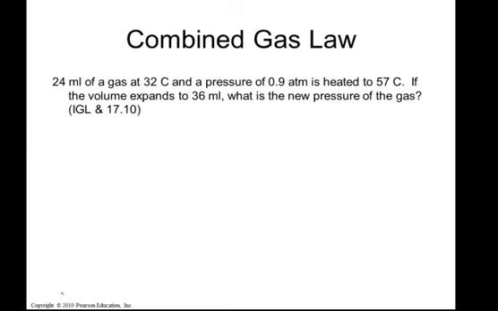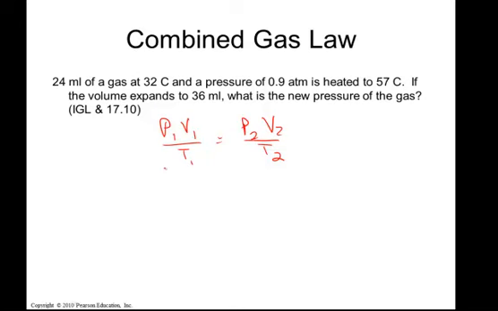So here I have an example using the combined gas law. It says I have 24 milliliters of a gas at 32 degrees Celsius and a pressure of 0.9. I'm going to heat it to 57. The volume expands to 36 and they want the new pressure. So I'm going to use P1 V1 over T1 is equal to P2 V2 over T2. And just so you notice, the ideal gas law problem on your assignment and 17.10 are both going to be dealing with this combined gas law.